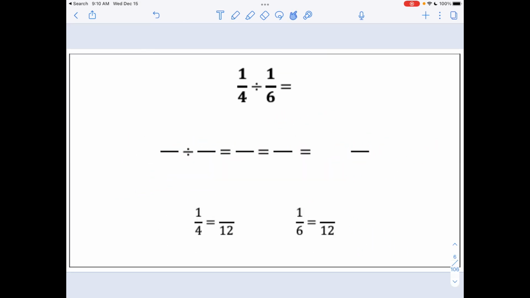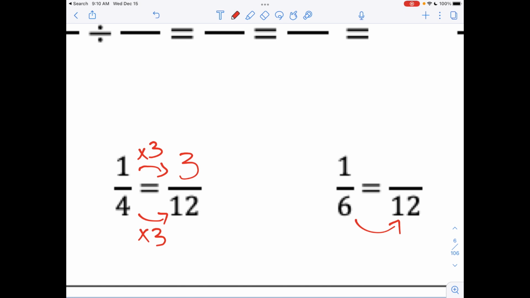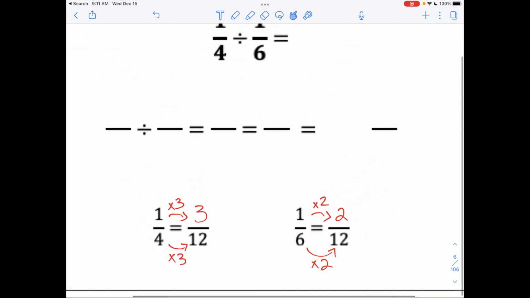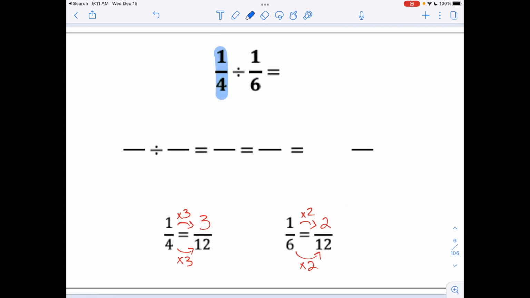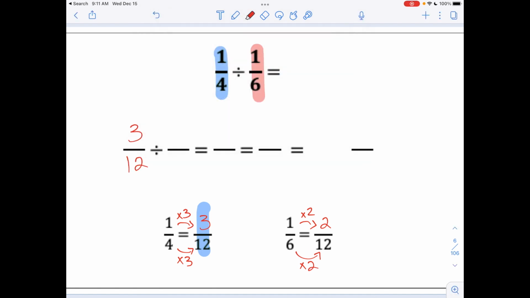For the second problem, 1/4 divided by 1/6, the first thing I needed to do was make common denominators. So times by 3 down on the bottom, times 3. 1 times 3 is 3. And on the right side, 6 times 2 is 12. 1 times 2 is 2. So I'm going to change my fractions from 1/4 to 3/12. And I'm going to change my fraction from 1/6 to 2/12.